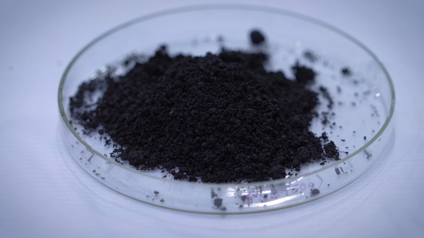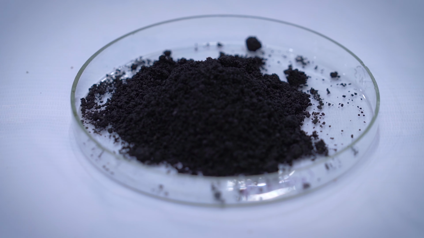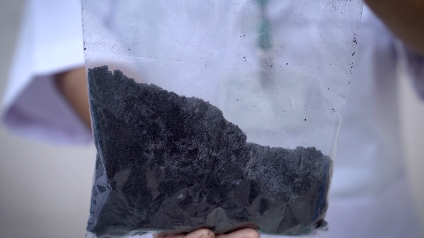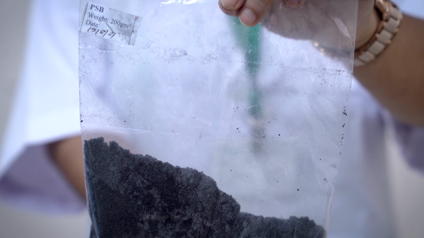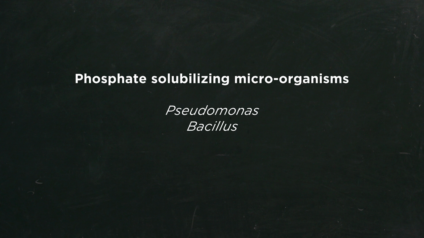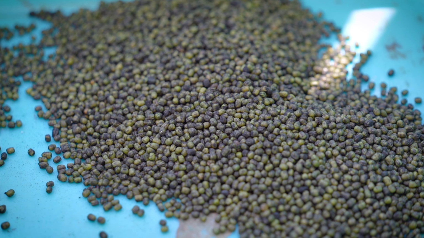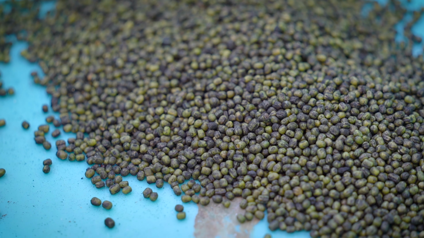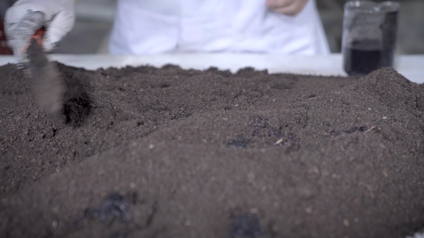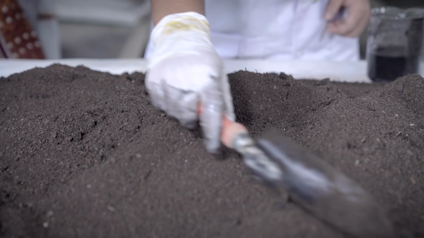The second type of biofertilizer is phosphate mobilizing biofertilizers. This group includes phosphate solubilizing microorganisms and phosphate absorbers. Several soil bacteria and fungi, like species of Pseudomonas, Bacillus, Penicillium, Aspergillus, etc., are phosphate solubilizing microorganisms. Today, we will demonstrate the method of application of nitrogen fixing biofertilizer and phosphate solubilizing biofertilizers.